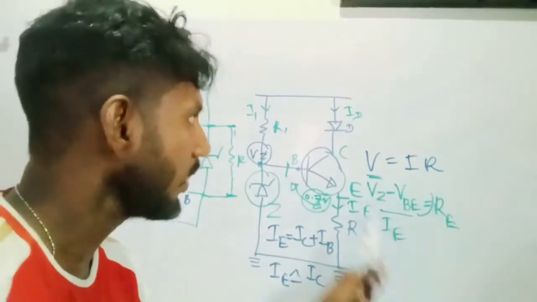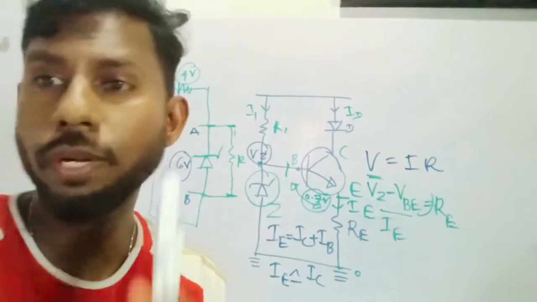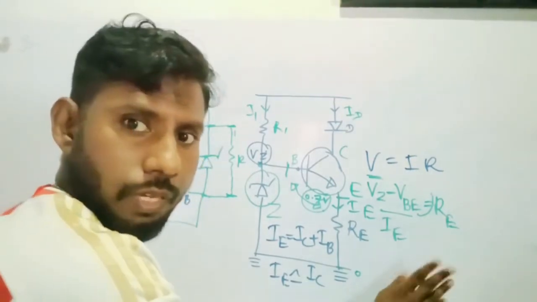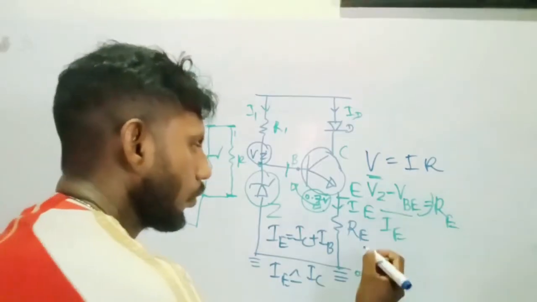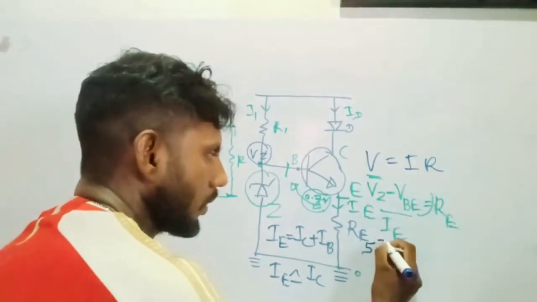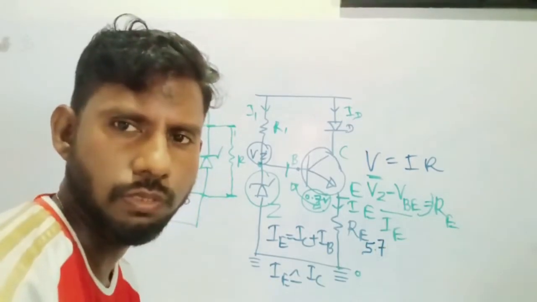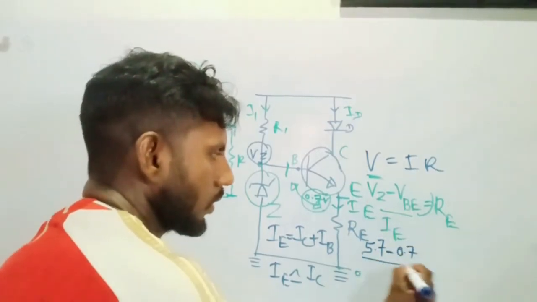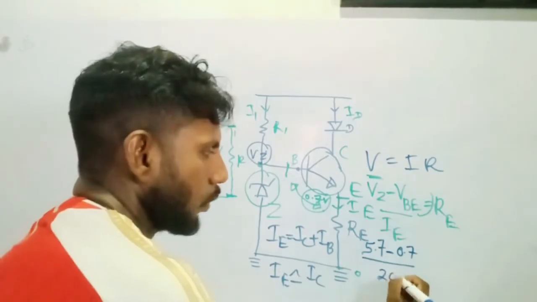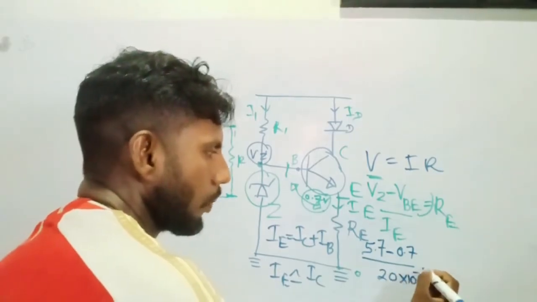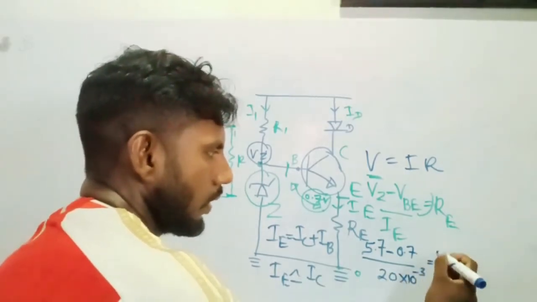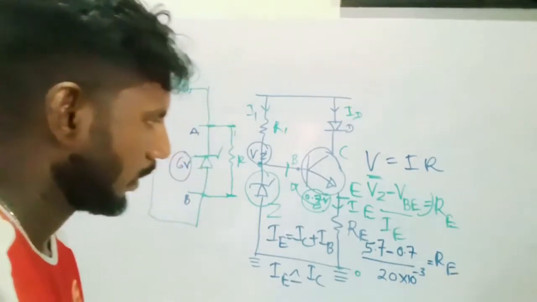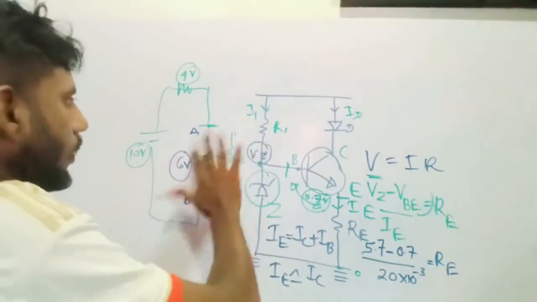Now the current IE is 20 milliamperes. Yeah, 20 milliamperes. I'm going to write here, I hope you can see it. So VZ, 5.7 volt minus VBE 0.7 volt, IE 20 milliamperes, 20 into 10 to the power minus 3, and we get RE. Right, let's do the simplification over here.